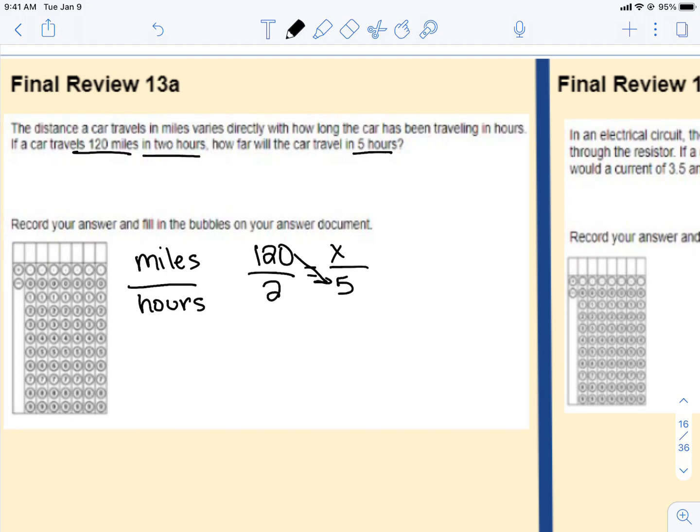So 120 times 5 is 600. And then x times 2 equals 2x. We want to get x by itself, so we're going to divide both sides by 2. 2x divided by 2 is just x, and 600 divided by 2 is 300.